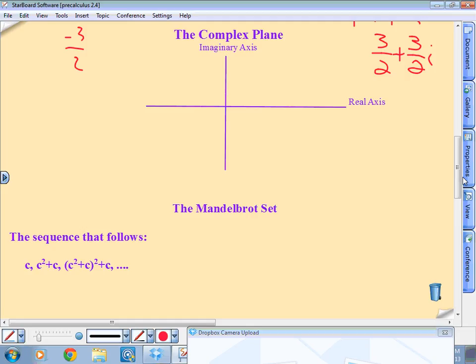So pick a complex number for me, Ben. It doesn't matter which one, just pick one. How about 2 plus 2i? All right. So we go... up here is the point 2 plus 2i. Okay? Make sense? Yeah. All right.